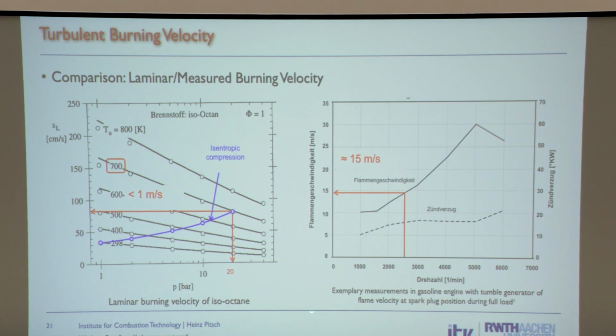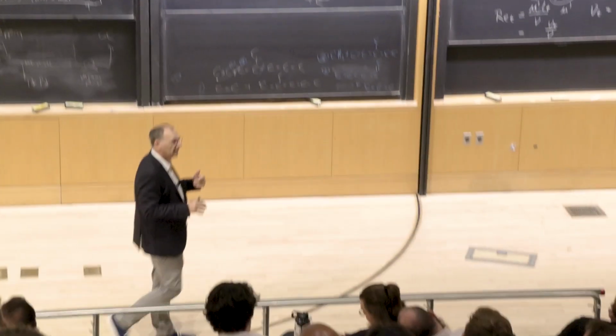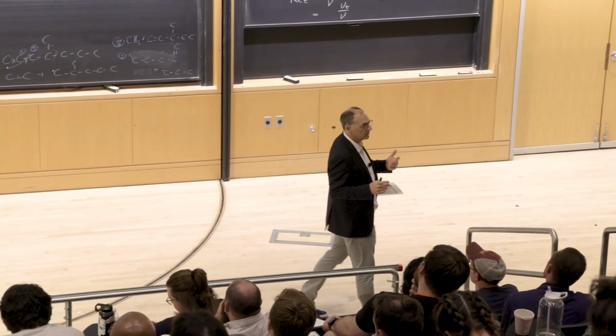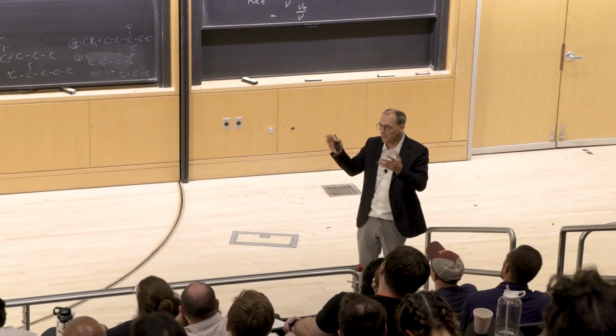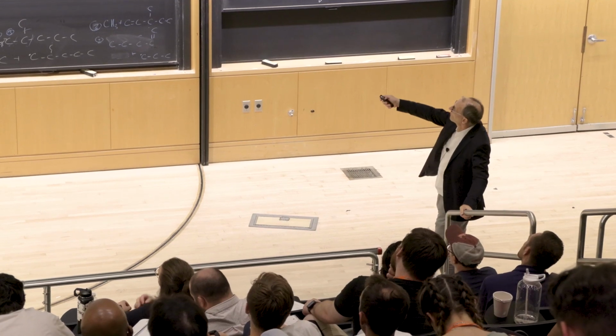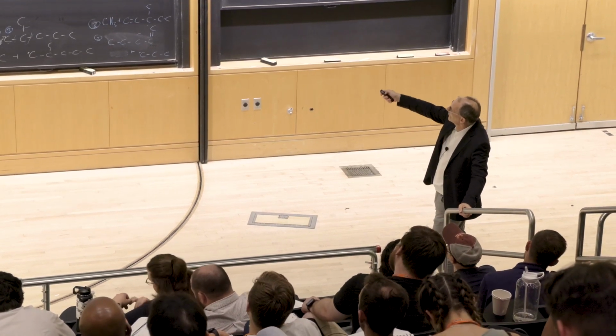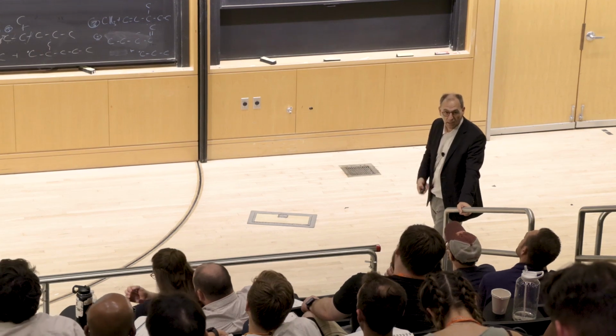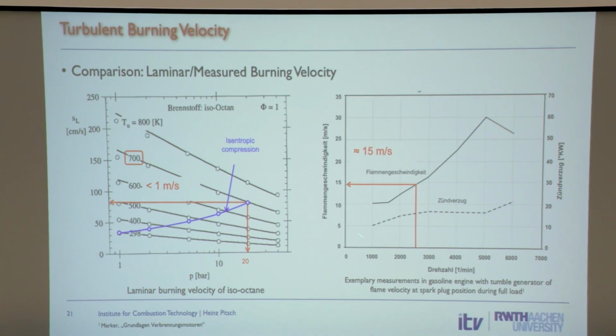This is actually an experiment that was done in an engine. So what they do is they run the engine, they measure the pressure, and then from the pressure they infer how fast the flame must have burned. It's not a laser experiment, but it shows you how fast the flame must burn. And they do this as a function of the Drehzahl, which is RPM, right? So the speed of the engine.